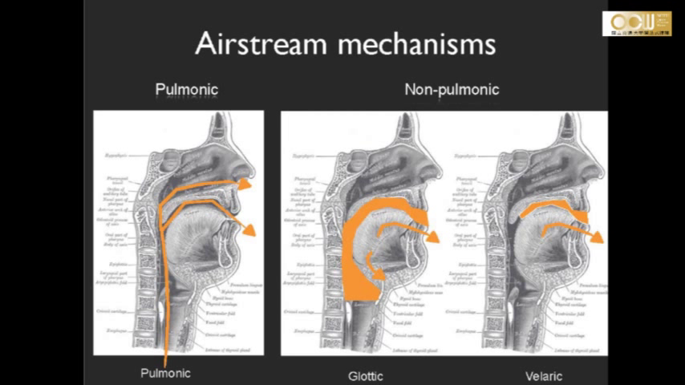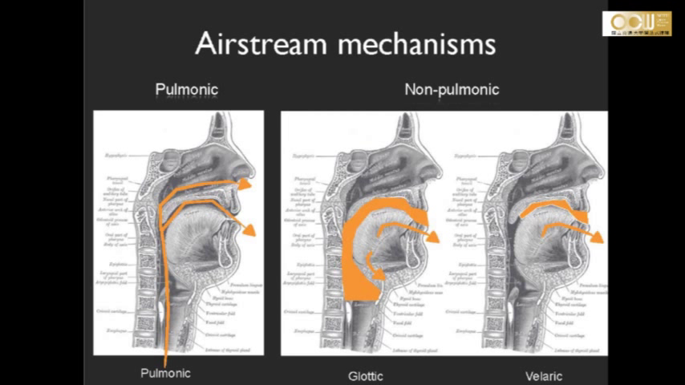In my experience, it's sometimes not easy to remember the names of these three places. This is called pulmonic. Find out what these two are called. For this, which one is this? Glottic. This is glottic, and this is velic. So for non-pulmonic sounds, the air doesn't come out from your lung.